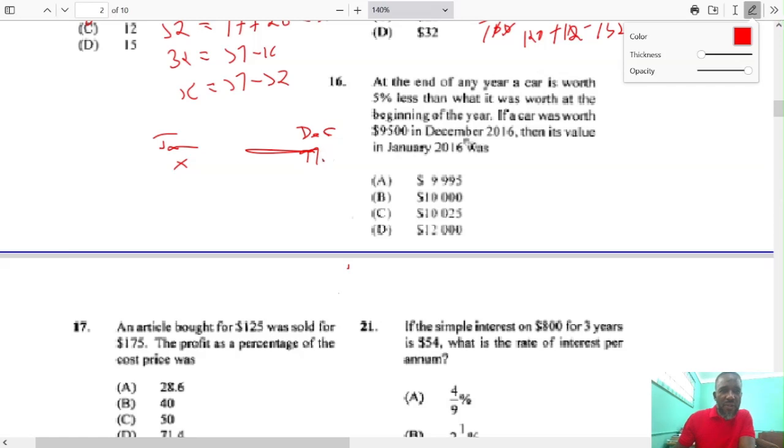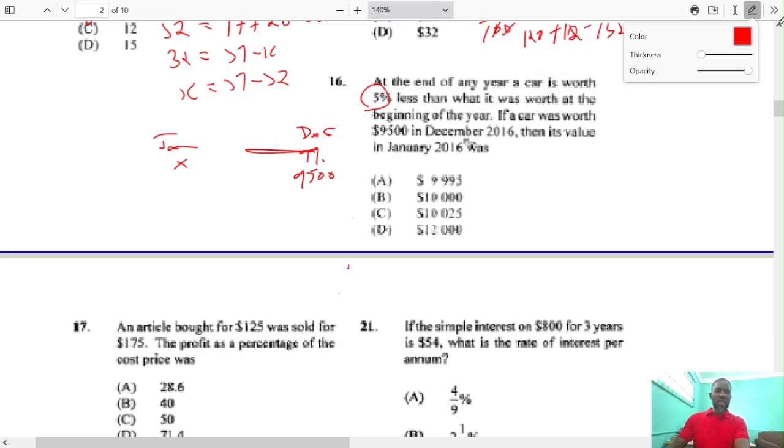Please forgive me, I'm just getting used to this pen. So it was 9,500, and we want to know what was the value at this point. We know that the rate of depreciation was 5%. So when we find 5% of one of these options and subtract it from the option, we are supposed to get 9,500.